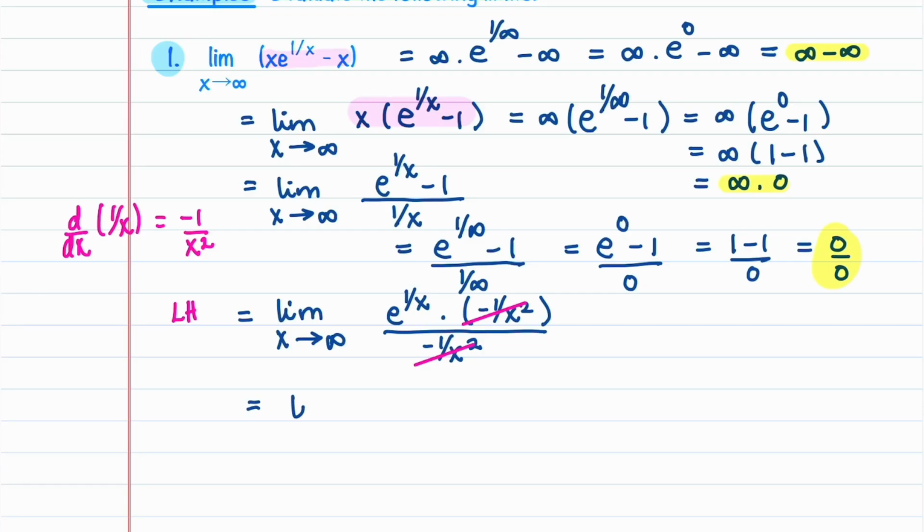This is the limit as x goes to infinity of e to the 1 over x. Now we let x go to infinity, so this is e to the 1 over infinity, which is e to the 0, and this is equal to 1, so the value of our limit is equal to 1.